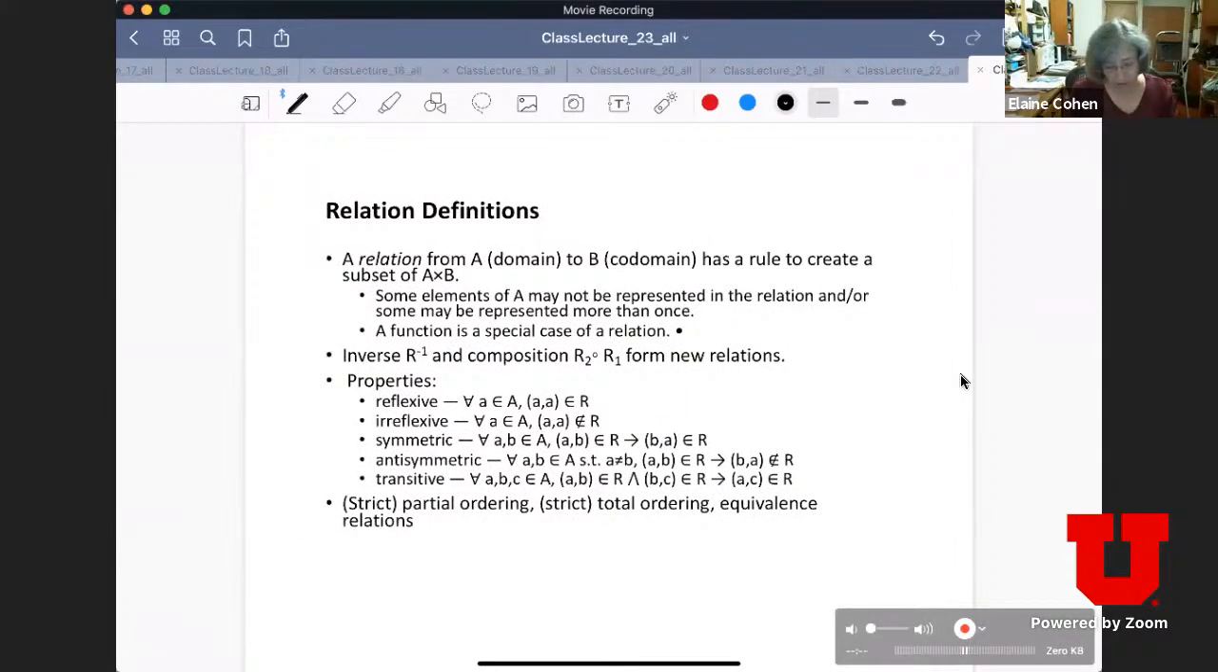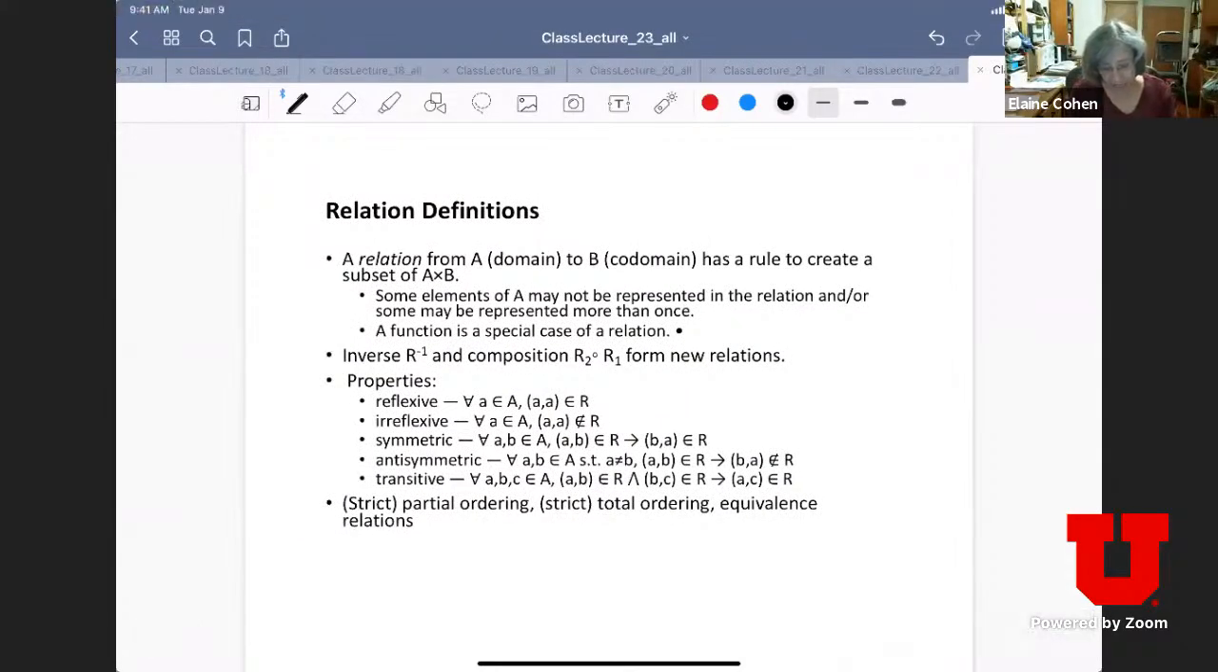Chapter 4. Remember, a relation from A to codomain B has a rule to create a subset of A cross B. Some elements in A may not be represented in the first of the ordered pair. Some may be represented more than once. Similarly, some elements in the codomain may not be represented, or they may be represented more than once.